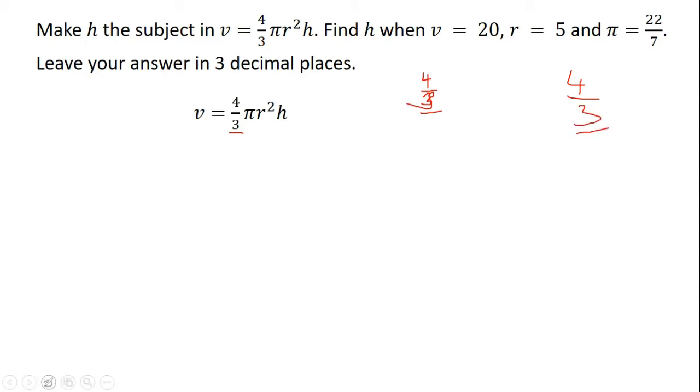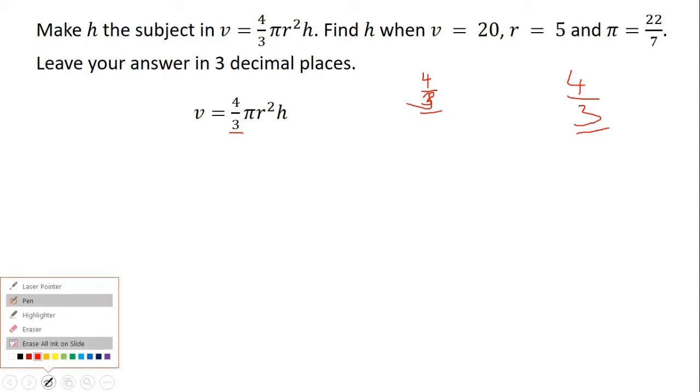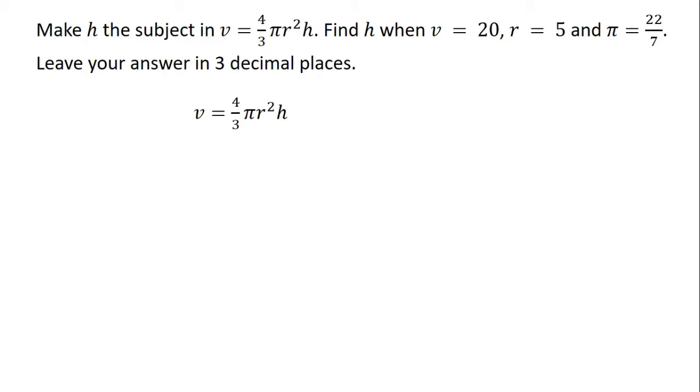1, you identify the fraction. 2, you find the LCM of the denominators. Here, because there is only one fraction, the LCM is going to be the denominator of that fraction, which is 3. Now, after you found the LCM, you identify the terms in the equation.